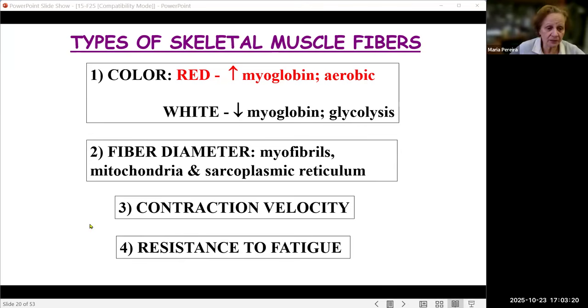Okay, so the muscle fibers can also differ in diameter. So some have more myofibrils. Remember, myofibrils are those cylinders, right? That contain the thick and thin filaments inside the muscle fiber. They have more mitochondria, more sarcoplasmic reticulum. So more sarcoplasmic reticulum, more calcium.